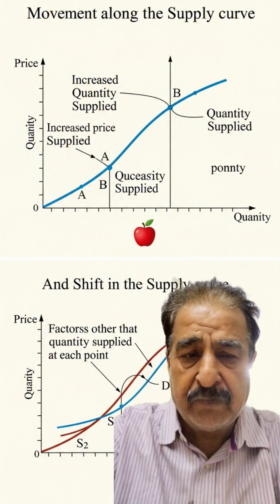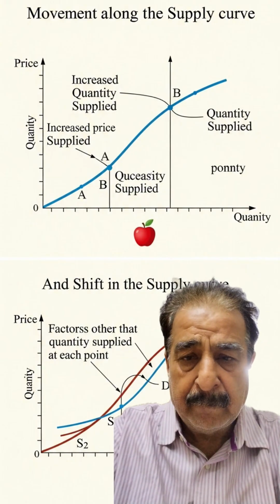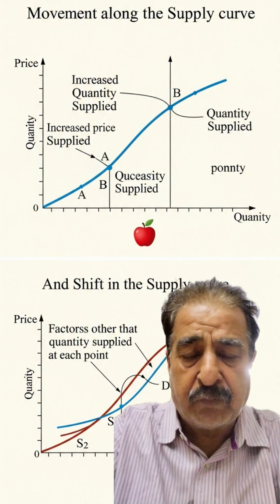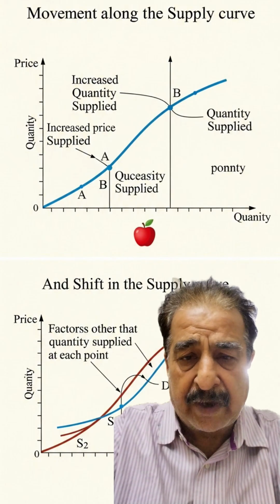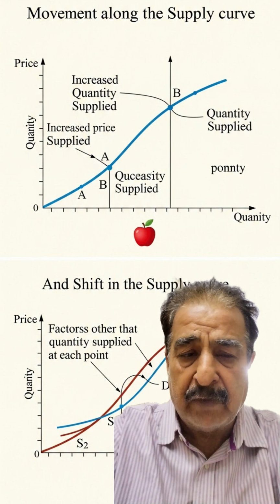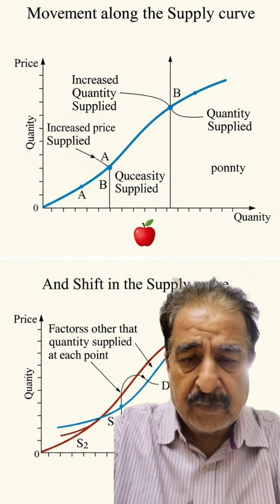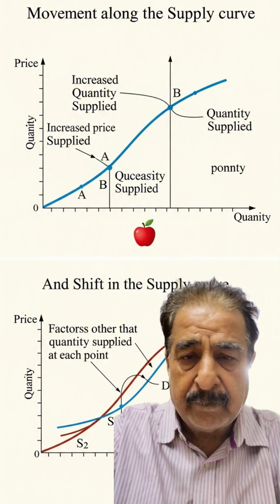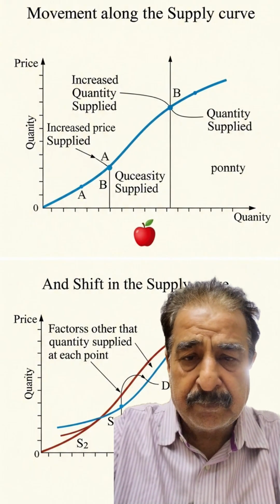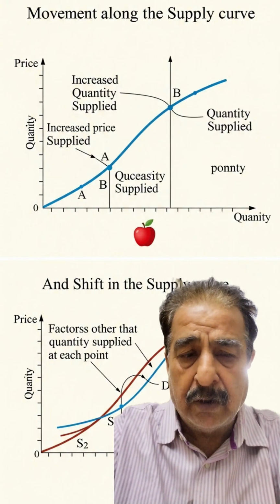The other is a shift in the supply curve. It is due to other factors. The supply curve will move rightward or leftward. Friends, which factors shift the supply curve, rightward or leftward?